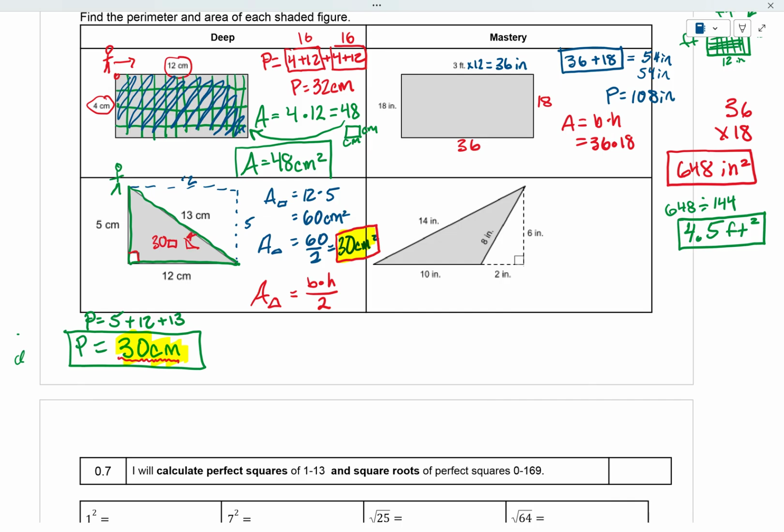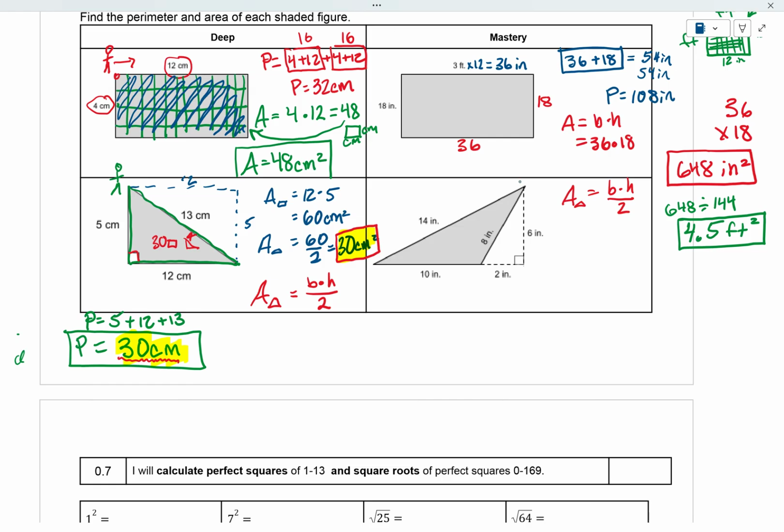Okay, over to our slanty looking triangle. Well, if we have this great formula that is called area of a triangle is base times height divided by 2, we need to know what the base and the height are. But I'm going to tease that and say, let's come back to that. Let's do the easy one first.